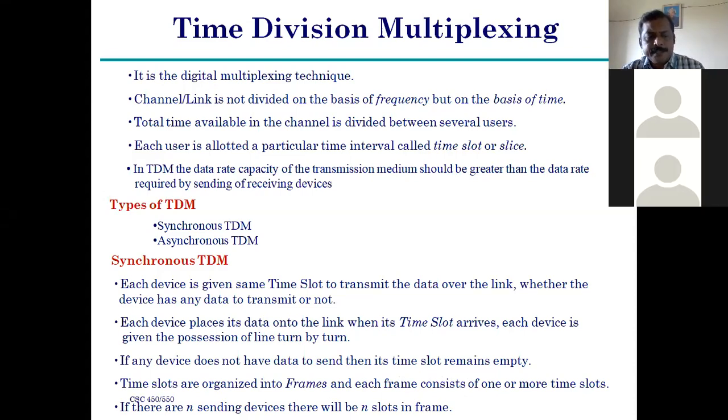So here this is the information. Time slots are organized into frames. A frame contains a number of time slots, right? Each slot is for each user. Next, if there are n sending devices, meaning n users, there must be that many slots in a frame. If there are n sending devices, there will be n slots in a frame.